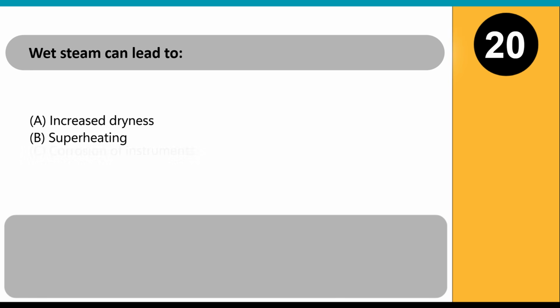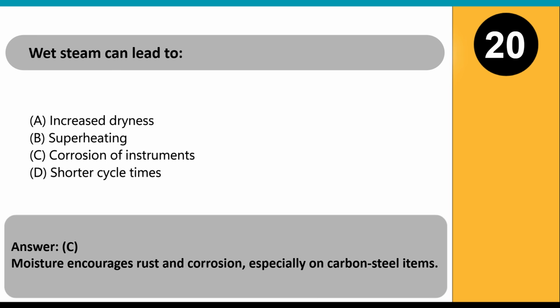Wet steam can lead to: A. Increased dryness. B. Superheating. C. Corrosion of instruments. D. Shorter cycle times. Answer: C. Moisture encourages rust and corrosion, especially on carbon steel items.